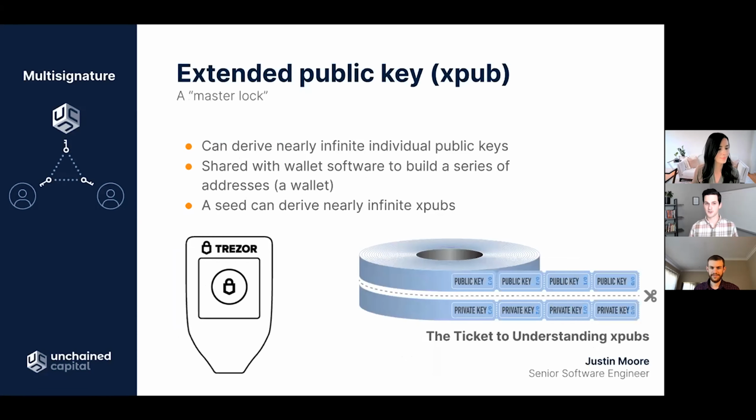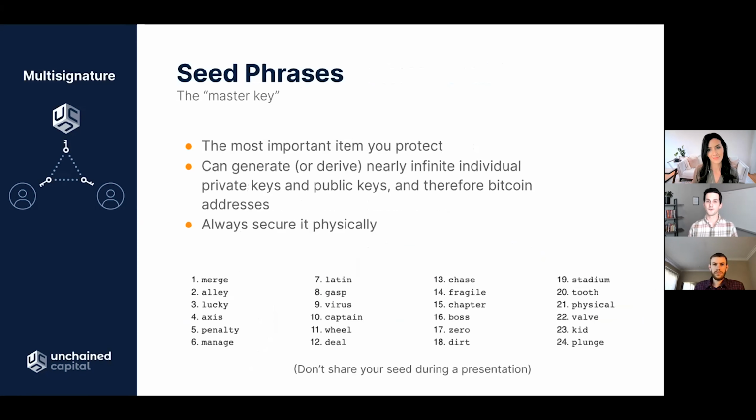We'll continue on to the next term here, which is the extended public key, or you may have heard the term xpub. So the xpub is, if the public key is thought of as a lock, the xpub can be thought of as the master lock. Xpubs can derive nearly infinite individual public keys, and xpubs are shared with wallet software or multisig coordinators to build a series of addresses, which is your wallet. So Bitcoin lives in the address, addresses are within wallets, and the xpub is shared with software in order to build the addresses.